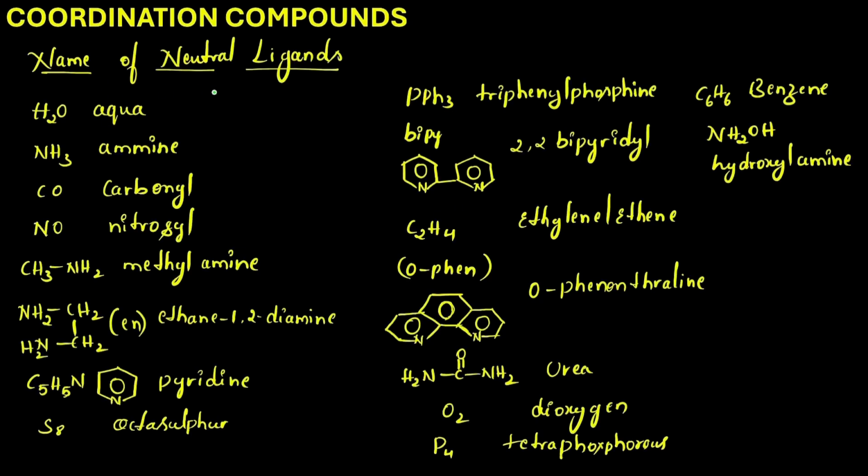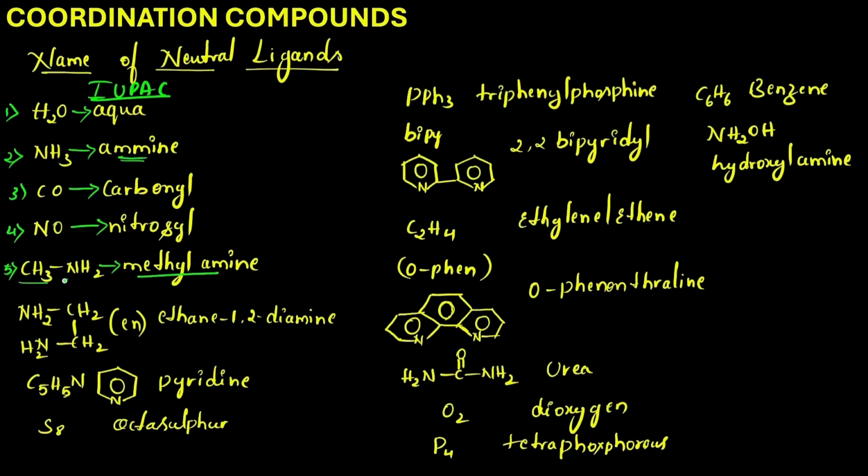Now, we will see the names of neutral ligands. Neutral ligands have no charge, therefore they are called neutral ligands. Here this naming is according to IUPAC nomenclature. The first one is H2O, which is a neutral ligand, named as aqua. The second one, NH3, is named as ammine. Here, double m is there. Remember that. Coming to the next one, CO, which is named as carbonyl. NO is named as nitrosyl. And CH3NH2 is named as methylamine.